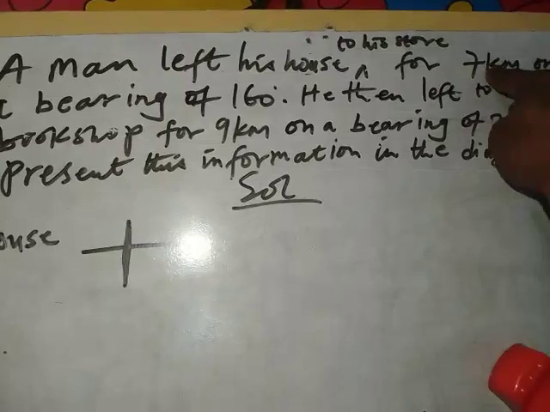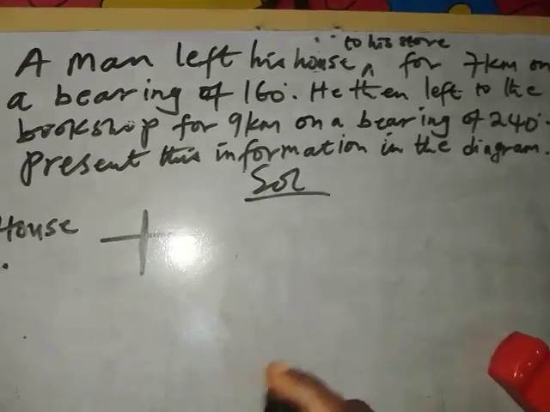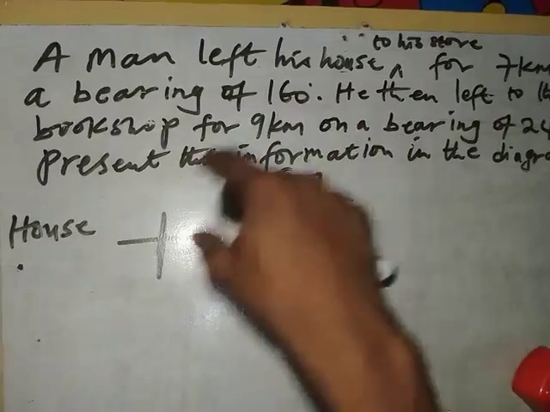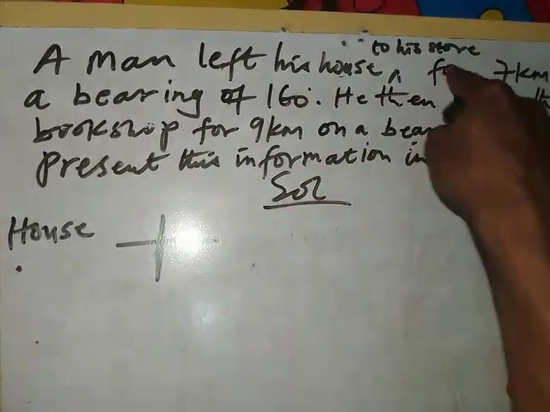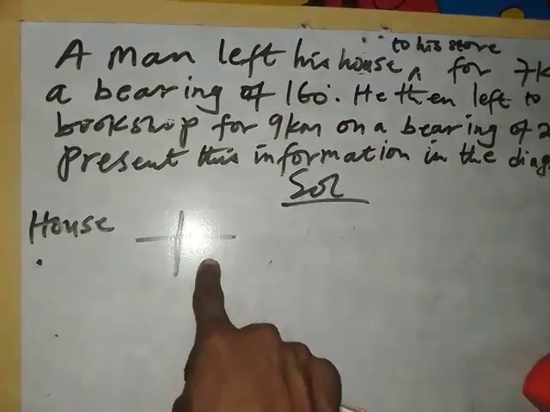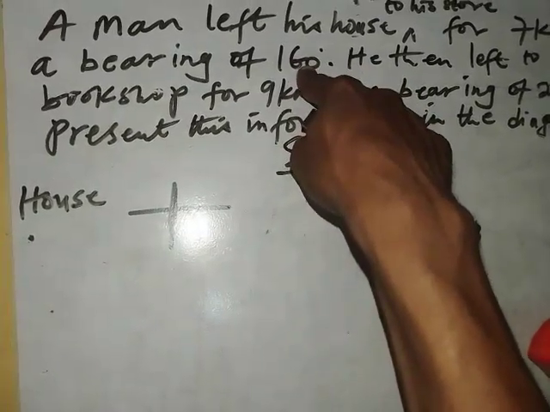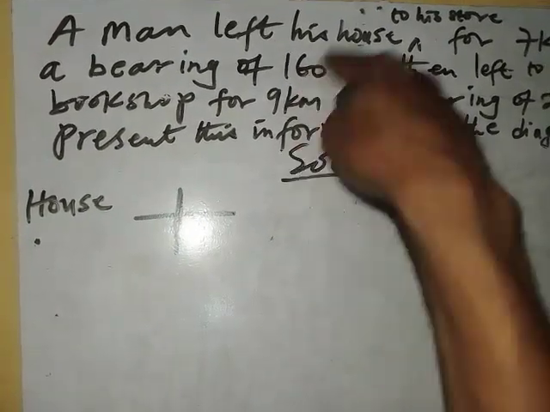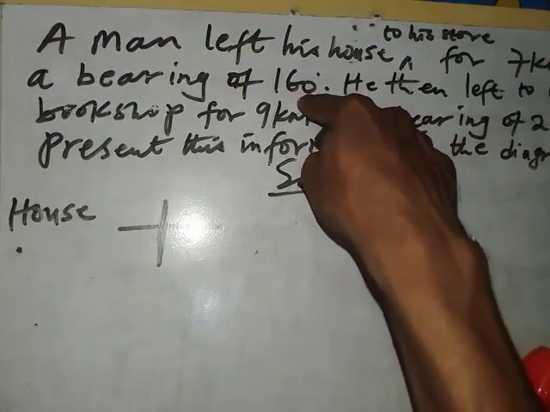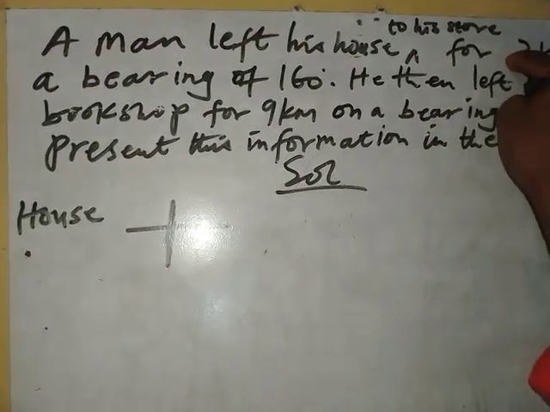Now before you know the distance, you need to locate your degrees first. Since he left his house for 7 kilometers on a bearing of 160 degrees, that angle must be at this house. So 160 degrees is the bearing that he used to leave his house to the store, using this distance, 7 kilometers. So first you need to find the bearing before you can know the distance. Are you getting me now?